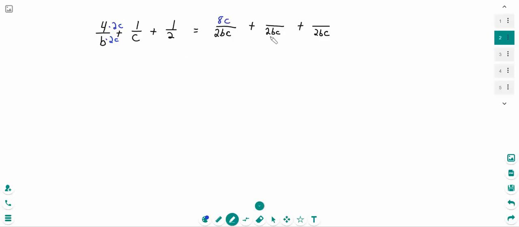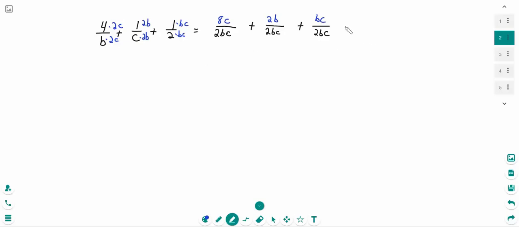Now going to this one, we have 2bc, of course. And now what do we multiply this c by to get to that? 2b, right? So now we multiply the numerator by 2b. 1 times 2b is simply 2b. Then the third one, what do we multiply this 2 by to get to 2bc? Well, we multiplied it by bc. So we have to multiply the numerator by bc. 1 times bc is just going to be bc.